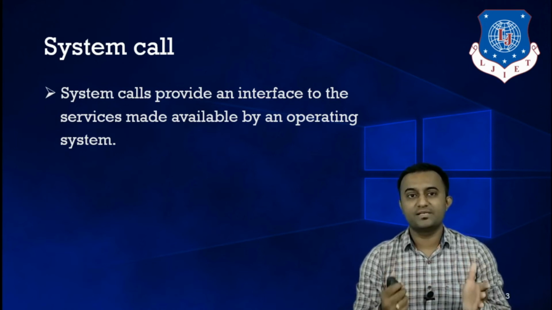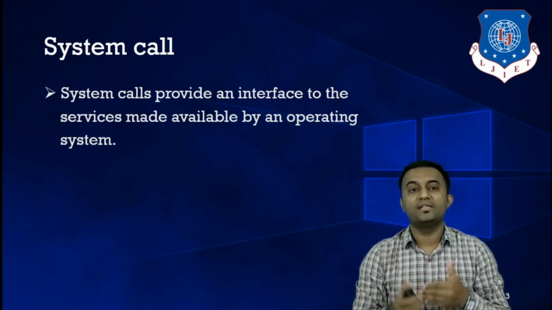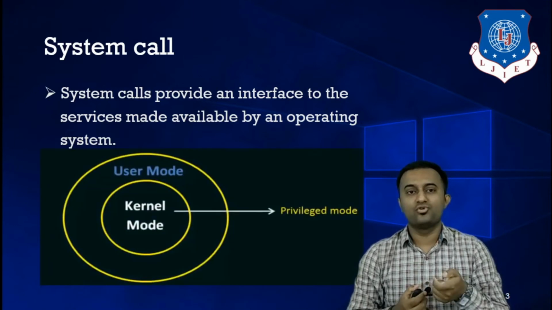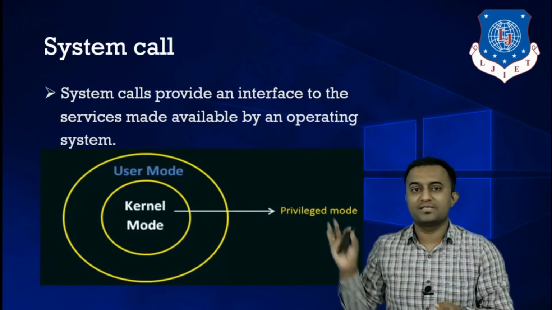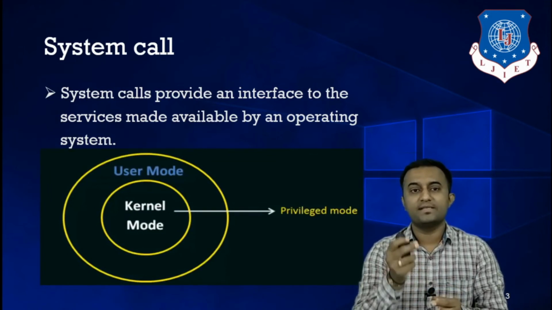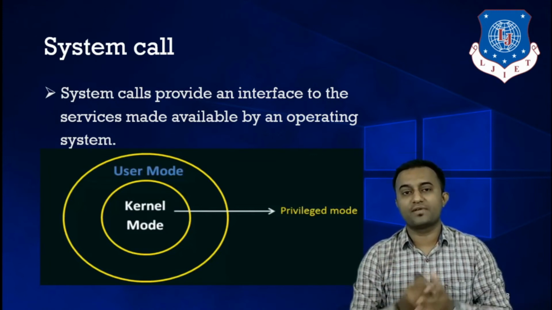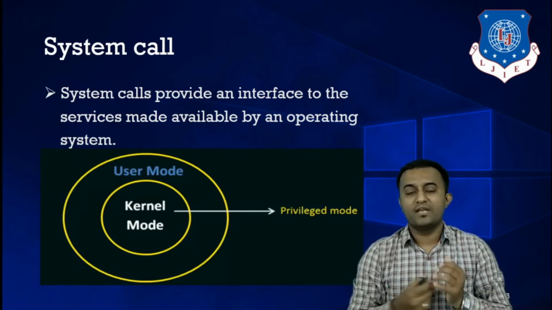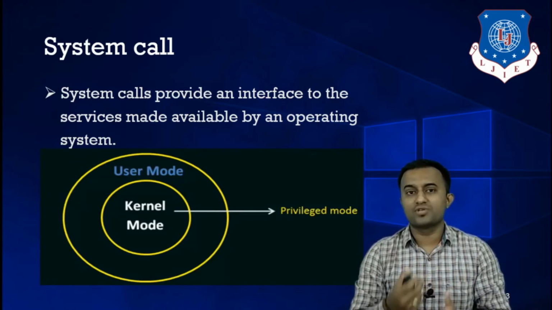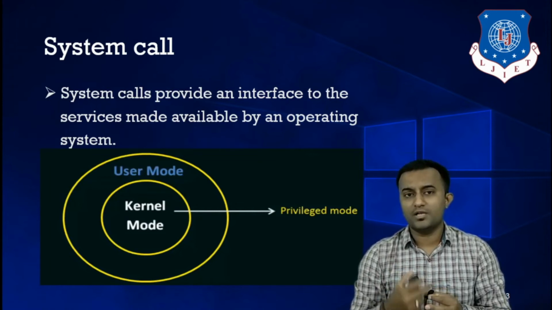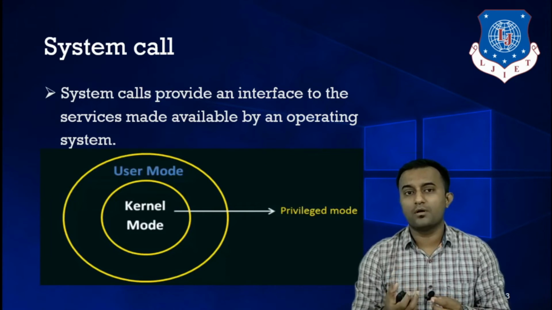That is the reason why a system call provides an interface to the services made available by the operating system. As I told you, there are two different terminologies you need to understand. In this figure there are two modes: user mode and kernel mode. When you are in user mode, you cannot access the hardware or memory. By default, when you are using your machine, you are in user mode. But when you want to access any hardware devices, you need to switch from user mode to kernel mode, or kernel mode to user mode.